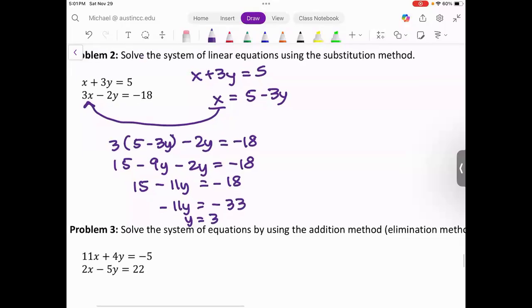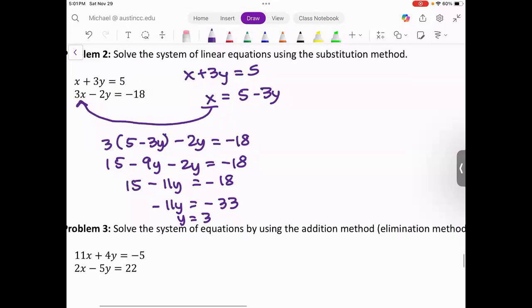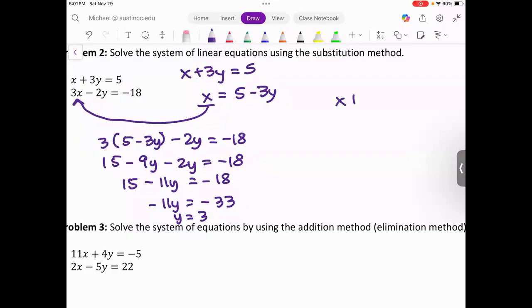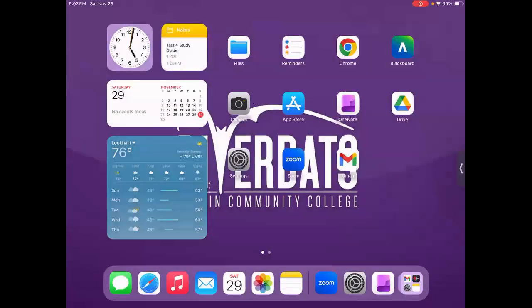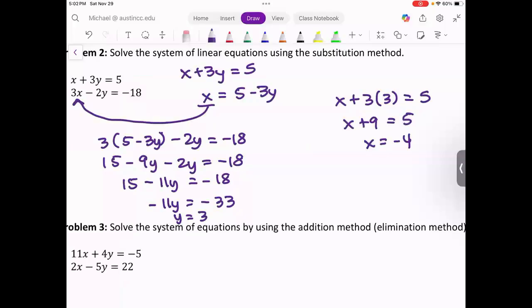So now we can just take that y equals 3 and plug it into either one of our equations. It doesn't matter. I'm just going to plug it into the first one. So if we take our x plus 3y, but instead y is 3, equal to 5. So x plus 9 equals 5, or x equals negative 4. Oops, sorry about that. So our solution is negative 4, 3.